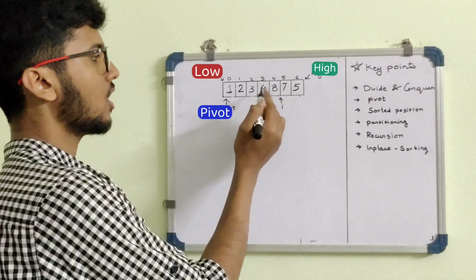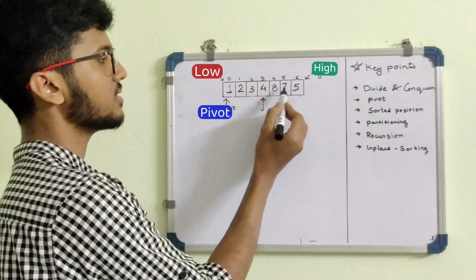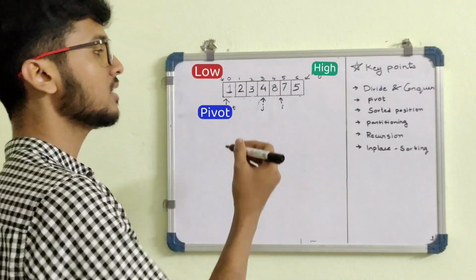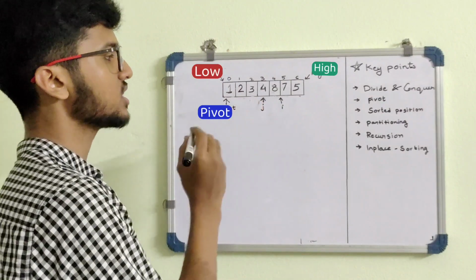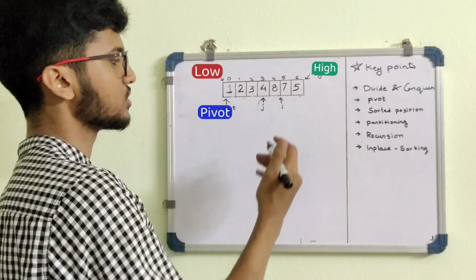If you see, all the elements on the left side of the 4 are smaller, and all the elements on the right side of the 4 are larger than 4. So now we placed the pivot element in its sorted position.